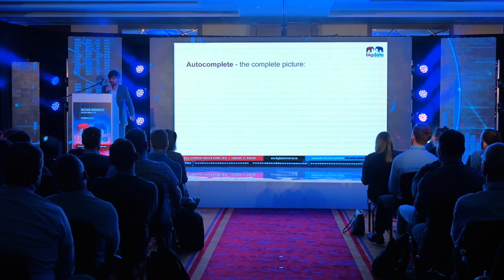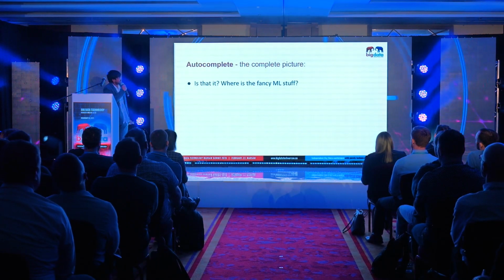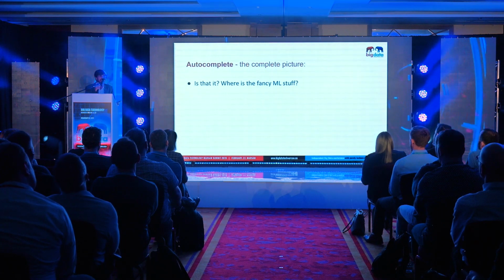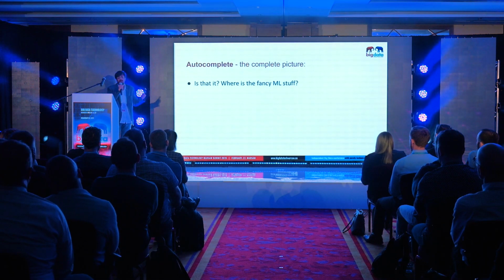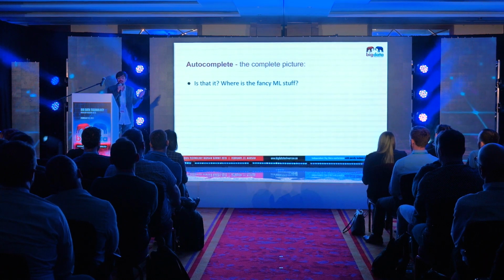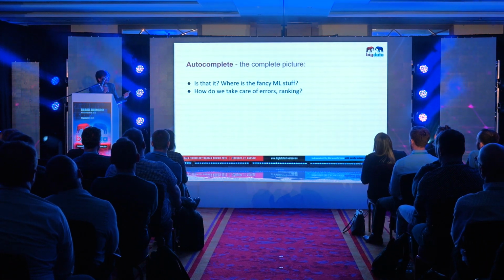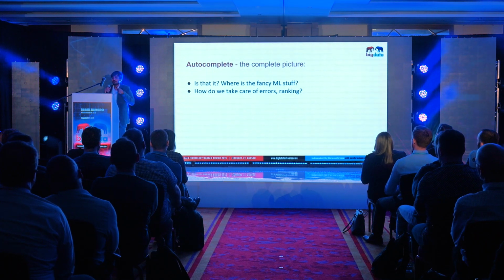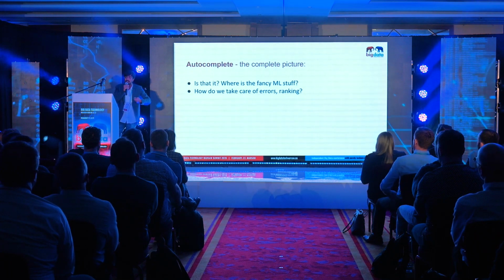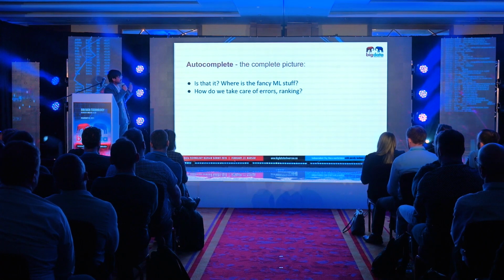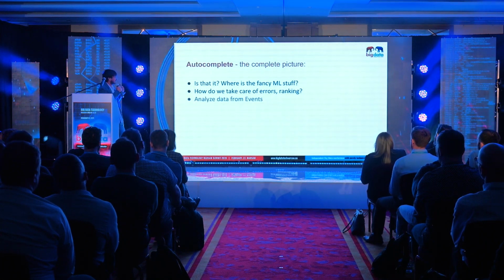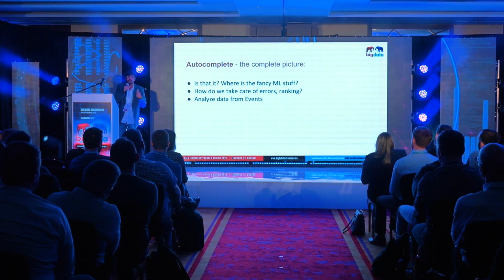And to complete that picture, most of you would be wondering, where is the fancy ML stuff? Where are neural networks or convolutional networks? Well, sorry, there's none. But then, if you don't have that, how do we take care of errors and ranking? We encountered that problem, and we realized that the best way to approach it is to look at the data. Analyze data from all the events that users generate.